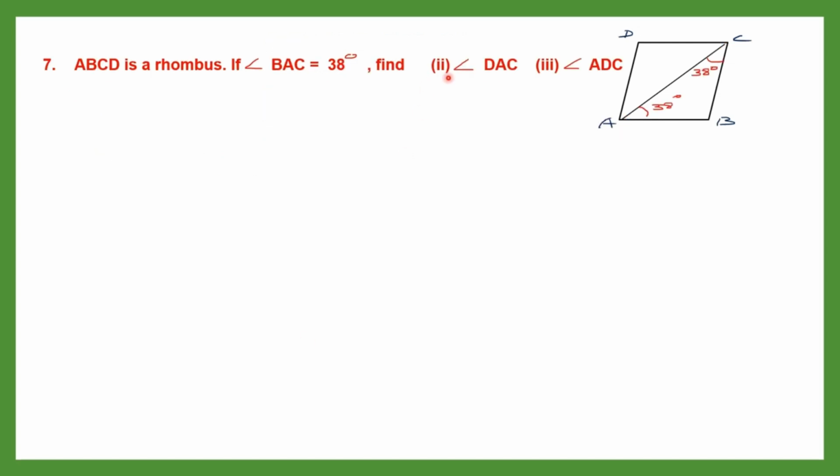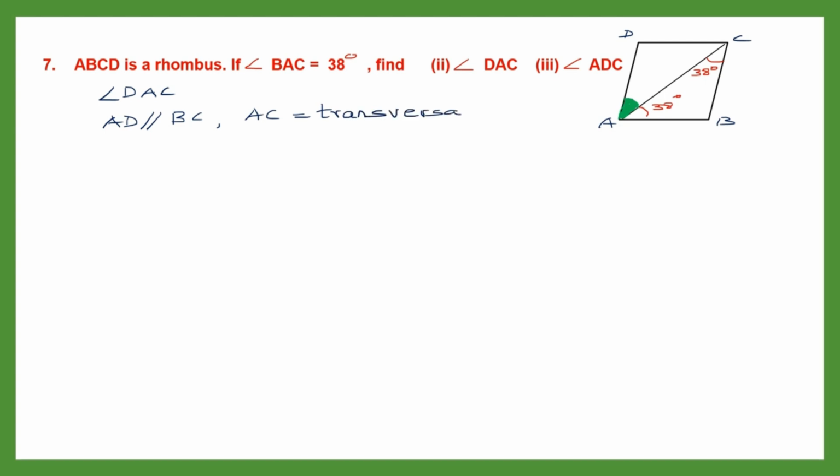Now we're going to go to the second part of the question, that is, find angle DAC. Now where is DAC? D, A and C. So the angle in green is what we need to find out, angle DAC. Now let's consider AD and BC to be two parallel lines. So AD is parallel to BC, and we can take AC to be the transversal.